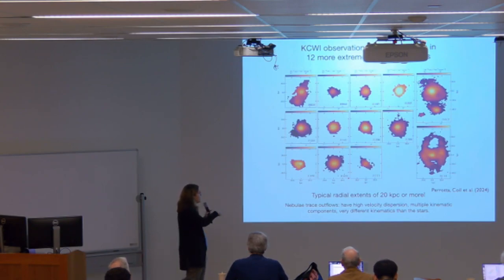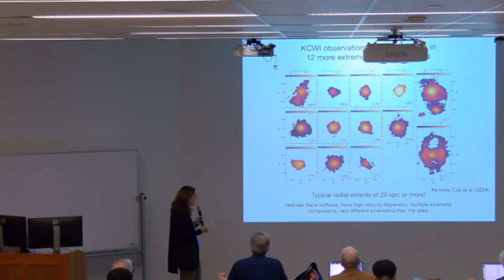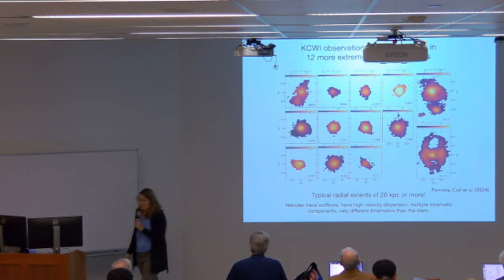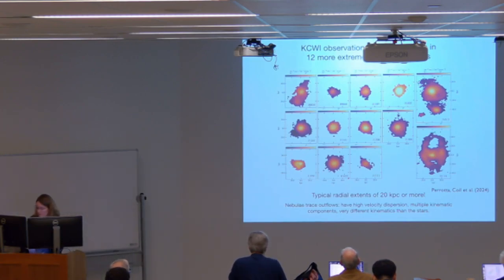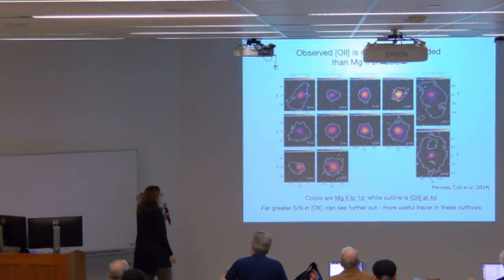And these nebulae trace outflows, so they have very high velocity dispersion. Again, they have multiple kinematic components. We're seeing multiple outflows, and they have very, very different kinematics than the stars, which we can also get from KCWI. For people who think about different emission lines, this is really neat.